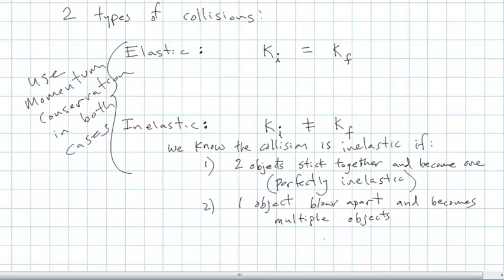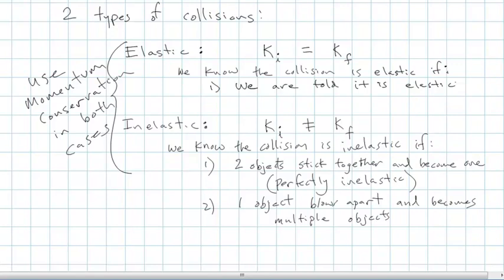Elastic collisions. How do we know we're dealing with elastic collisions? Well, there's two ways. We are told it is elastic. That's a surefire way of knowing the collision's elastic. If it's stated in the problem that it's an elastic collision, believe them. The other way is to actually calculate the kinetic energy before and after. Does K initial equal K final? Calculate the kinetic energy before, calculate the kinetic energy at the end, and see if it's the same before and after the collision.